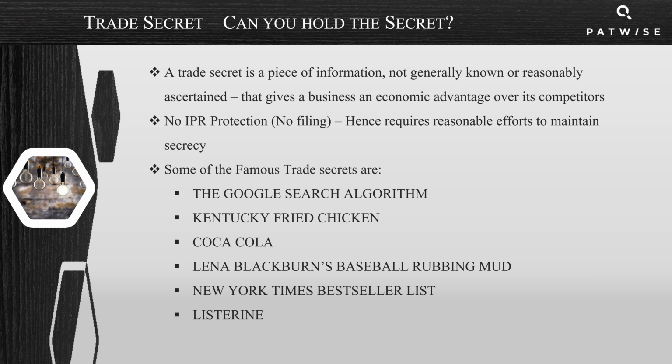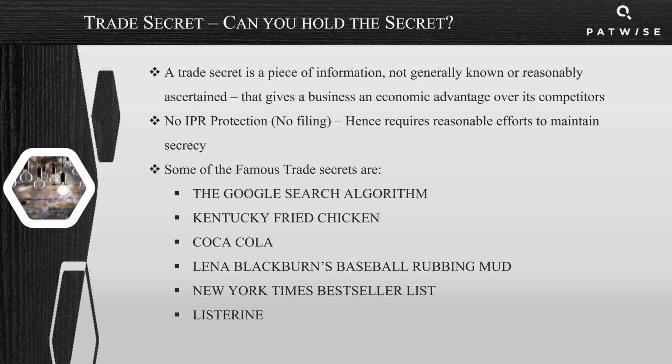A trade secret is an intellectual property wherein the inventions are generally not shared with the public. For an IPR, the exchange of legal protection is for the disclosure of the invention to the public at large. Hence, if one decides to keep his intellectual property as a secret, he has to take reasonable efforts to maintain the secrecy. Some of the famous trade secrets are the Google search algorithm, the Kentucky Fried Chicken recipe, Coca-Cola, and the New York Times bestseller list. These are just a few.